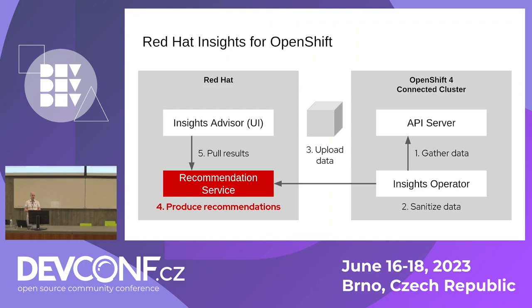This is, at a very high level, what the architecture looks like. The Insights operator is a cluster operator. It's part of OpenShift. When you install OpenShift, the Insights operator will be there. It periodically queries the API server in the cluster, collects the data, sanitizes it, not to include any personally identifiable information or otherwise sensitive data, wraps it up into a nice archive and sends it over to Red Hat, where it's received by a recommendation service, which analyzes the data, produces recommendations, and these can then be viewed in the UI in Insights Advisor.